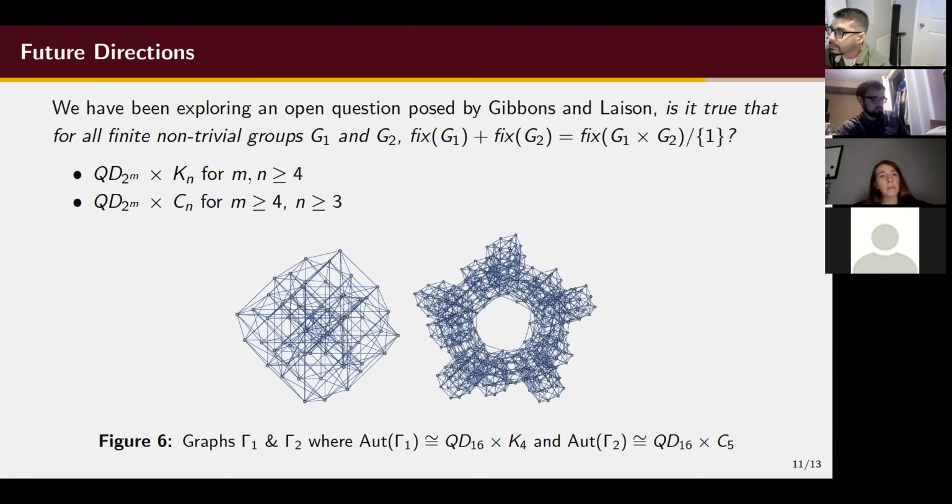So we started by focusing on QD 2^m cross Kn, where Kn is a complete graph on n vertices, and this is for m and n greater than or equal to 4. We're also looking at QD 2^m cross Cn for m greater than or equal to 4 and n greater than or equal to 3. And examples of these graphs are shown below, where the graph on the left has an automorphism group isomorphic to QD16 cross K4, and the graph on the right has an automorphism group isomorphic to QD16 cross C5. And we hope to continue to look at different groups to hopefully get an answer to this question in the future.